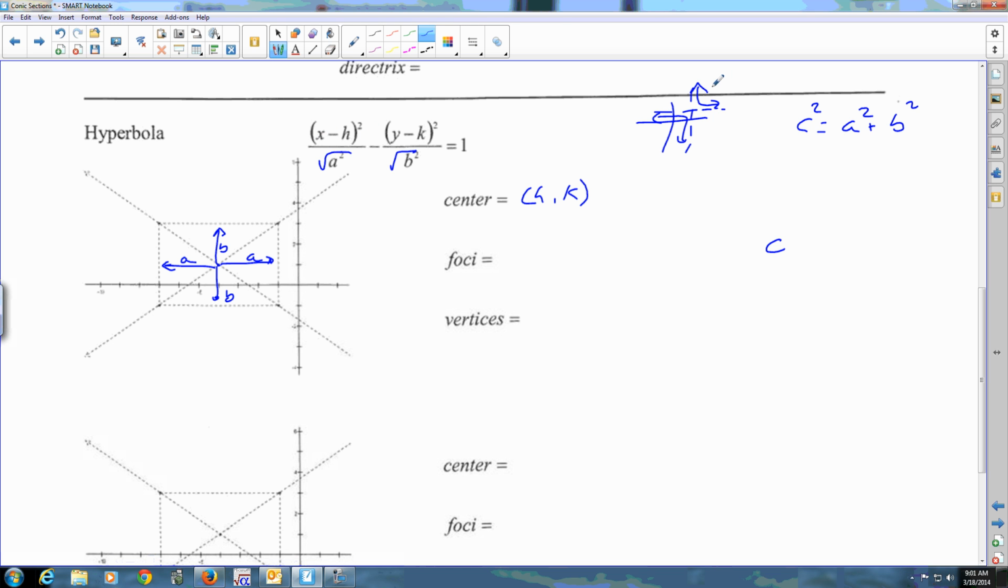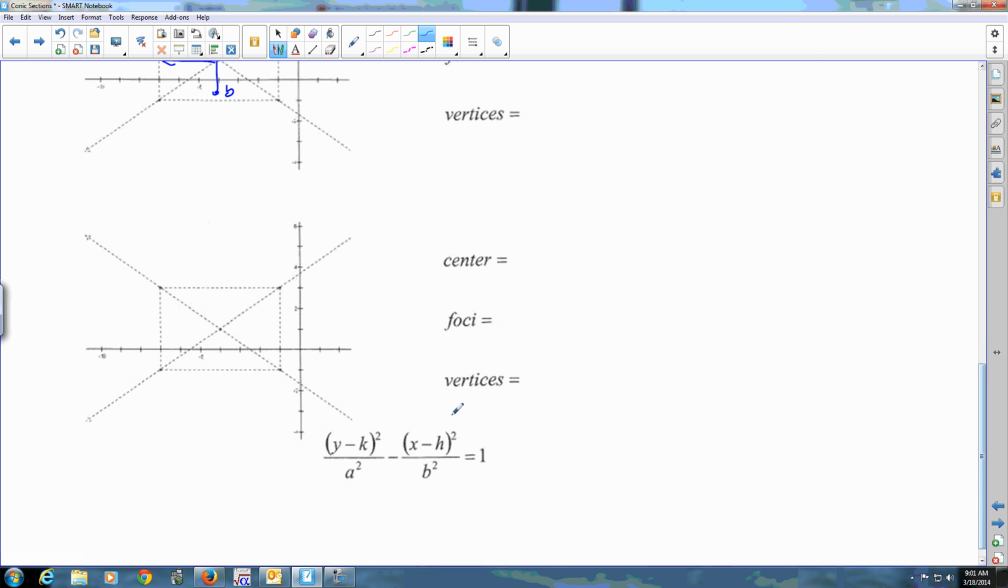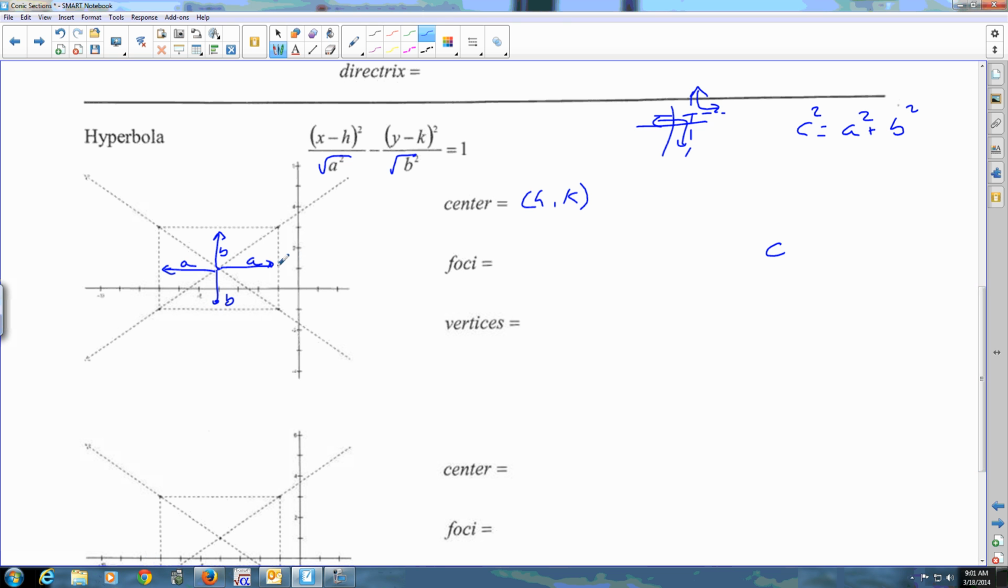Which way it opens is controlled by, is it x that comes first or y that comes first? If x comes first, it's opening in the x direction. So that will mean this is your vertex and this is your vertex, and your hyperbola is going to hug the asymptote, come along and head out. So there's one piece of it. Then this is going to be the other piece. It's going to hug it, go through the vertex, and head out. So these 2 points are your vertices.